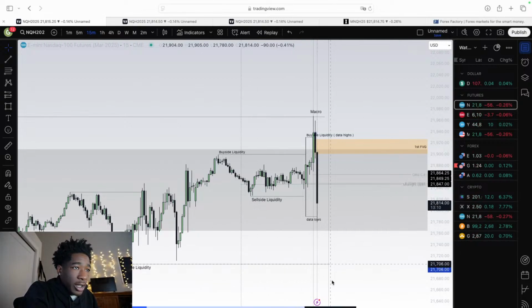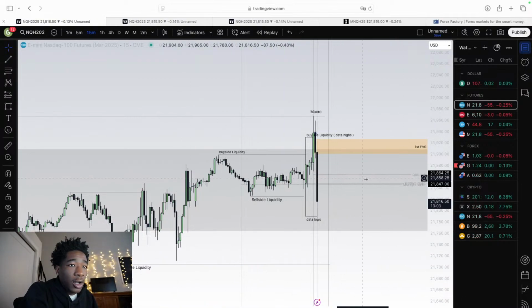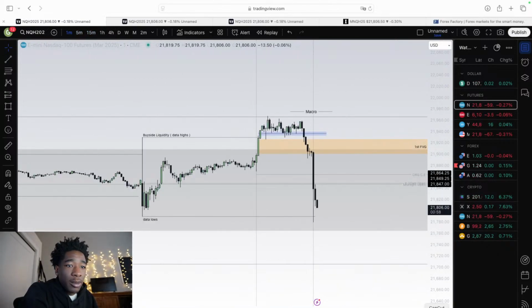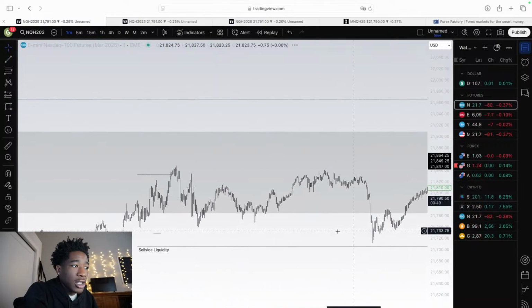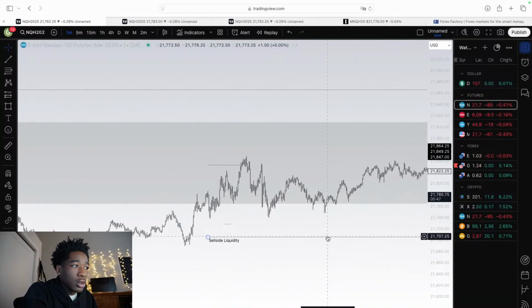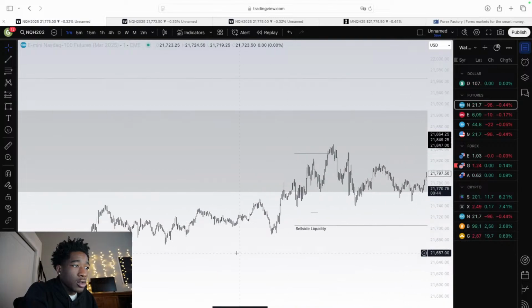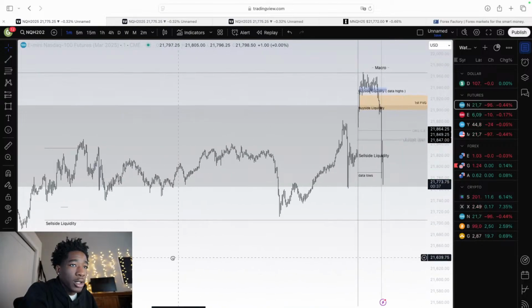I'm looking at this here. This could be another draw on liquidity. These lows here. Dang, the opening range consequent encroachment, we got that rebalanced as well too. We traded right into that. So now we're just looking at these lows here. Those lows look pretty good too. These lows here, there, and there. Those look pretty good to target.